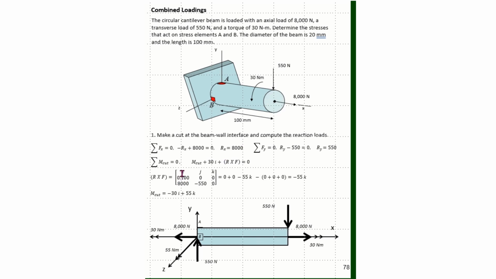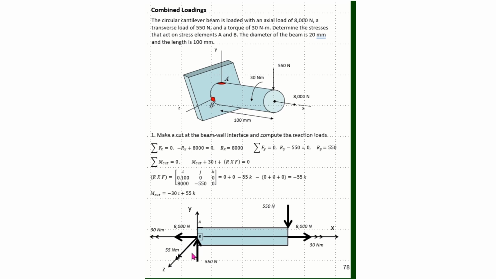So my R cross F is IJK. Then I go 100 millimeters in the X, 0 in the Y, and 0 in the Z. And I have 8,000 Newtons applied in the X, minus 550 in the J, and 0 in the K. And I solve this cross product and get minus 55K. And then I draw these forces and moments at the cut on my beam.